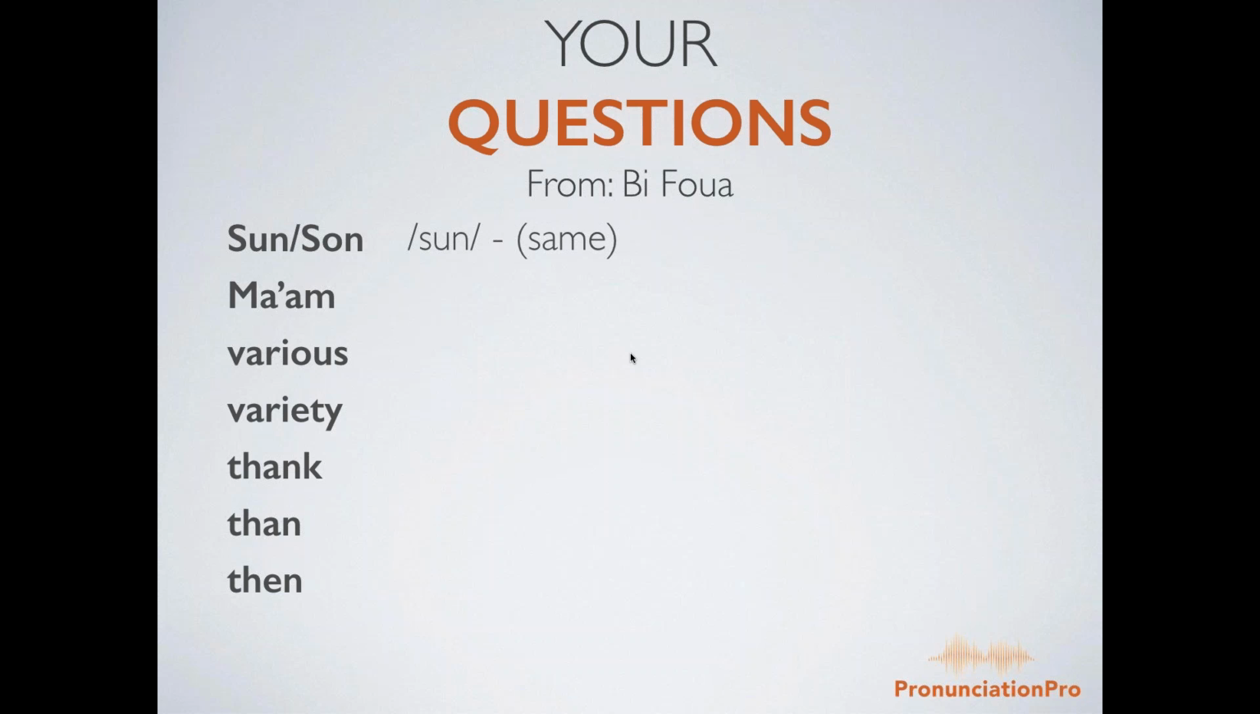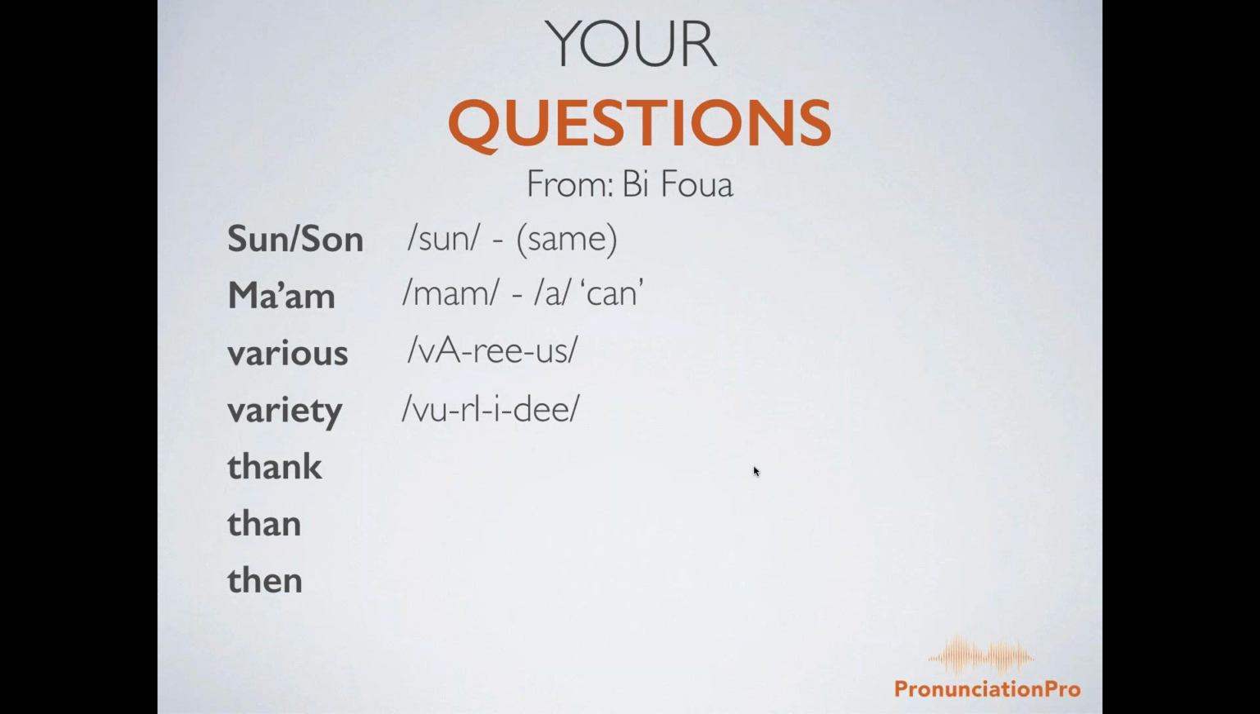Let's go through some of these. The first one was a question about sun and sun, two different spellings of that word, and they have the same pronunciation. So it's just sun. Good. This one, ma'am, you hear a lot in the southern part of the United States, where they call each other ma'am and sir. Ma'am has the same vowel as can. Ma'am. Good. And then various. Exactly. Various. It does have that long A in there.